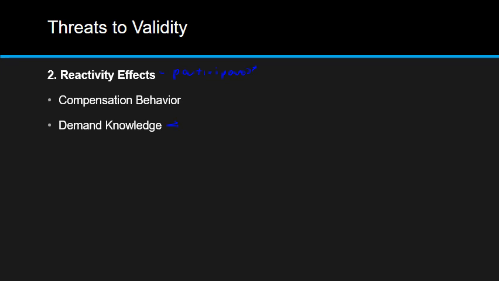The researcher probably wants them to do something. What is it? What is it that they're really trying to study? What can I do to help the researcher, or what can I do to mess with the researcher? All of that is demand knowledge. Then you have experiment apprehension / excitement.